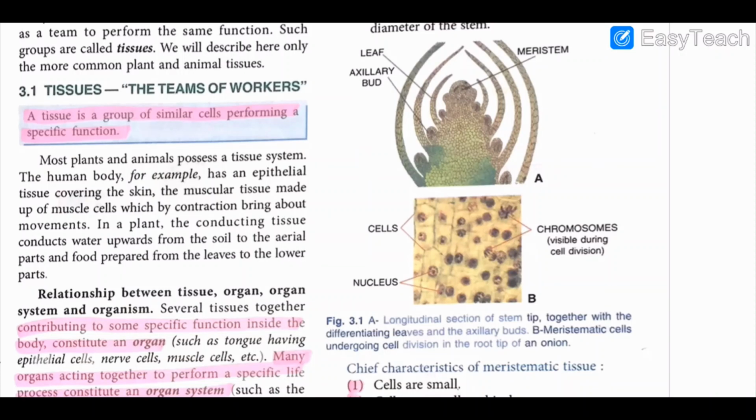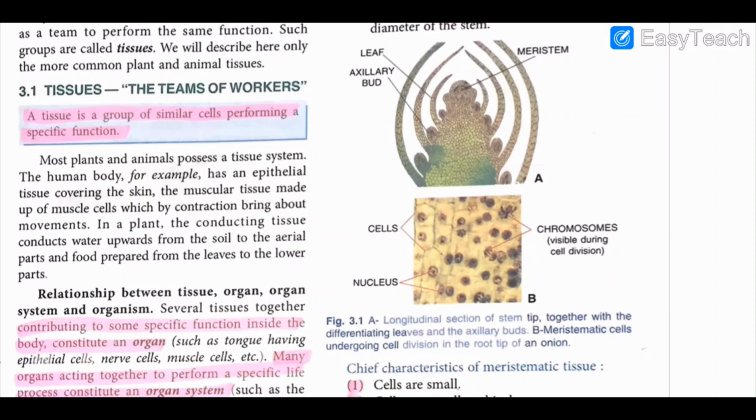Then cells are tightly packed with almost no intercellular spaces. That's very true because again they're actively dividing. Then cells actively divide, adding new cells to the plant, and new cells thus produced are transformed into mature permanent tissues, as I just said. Again, one accurate example would be your teeth.